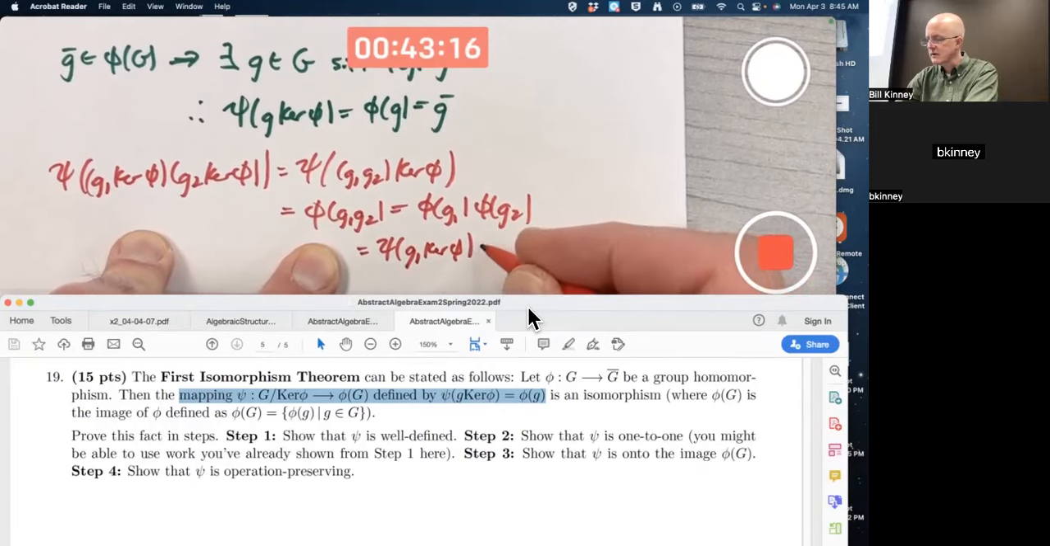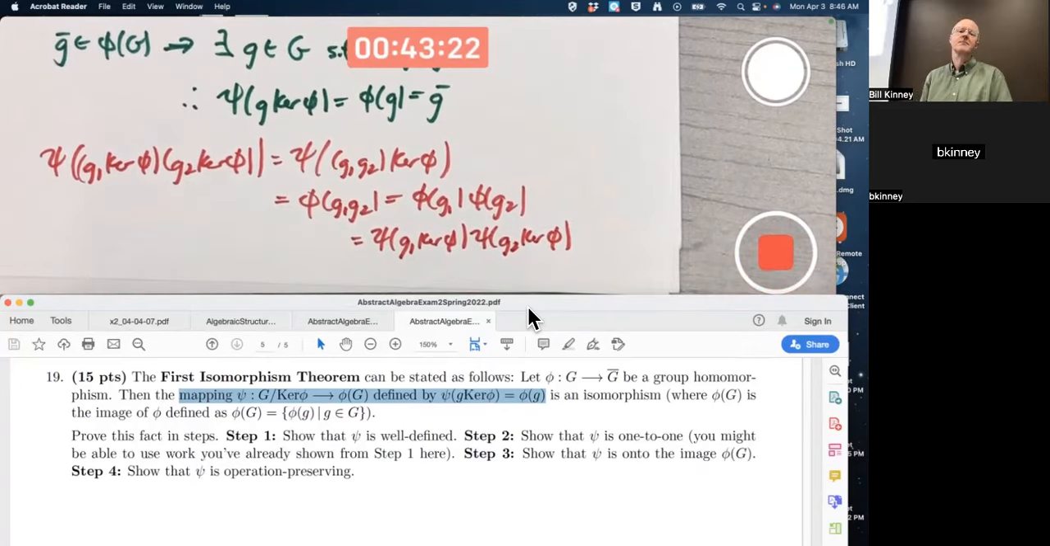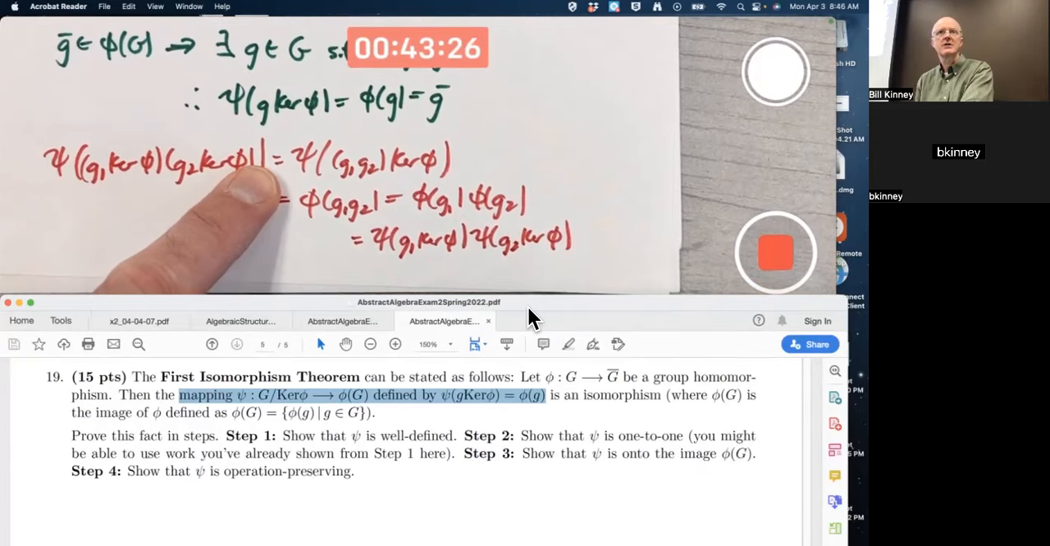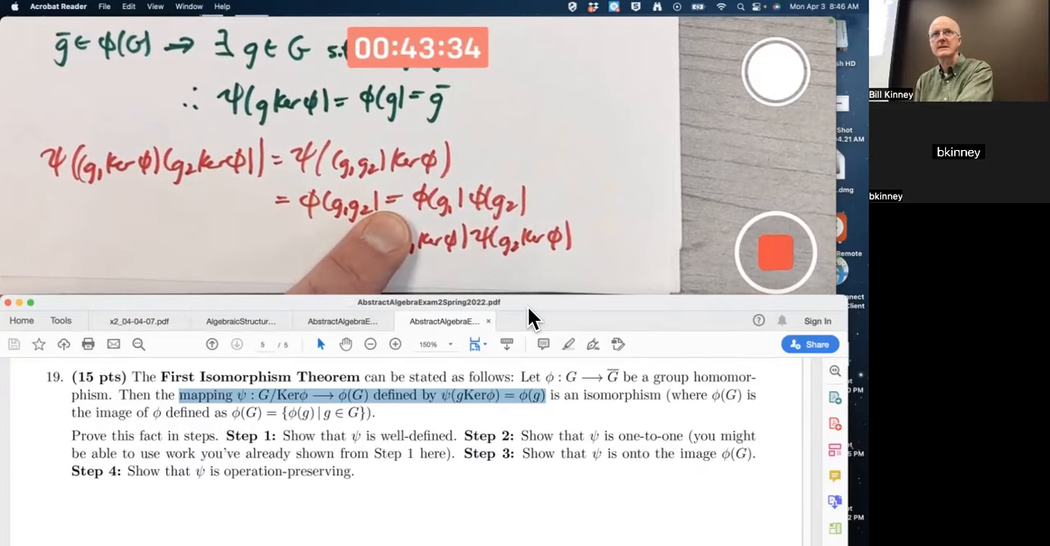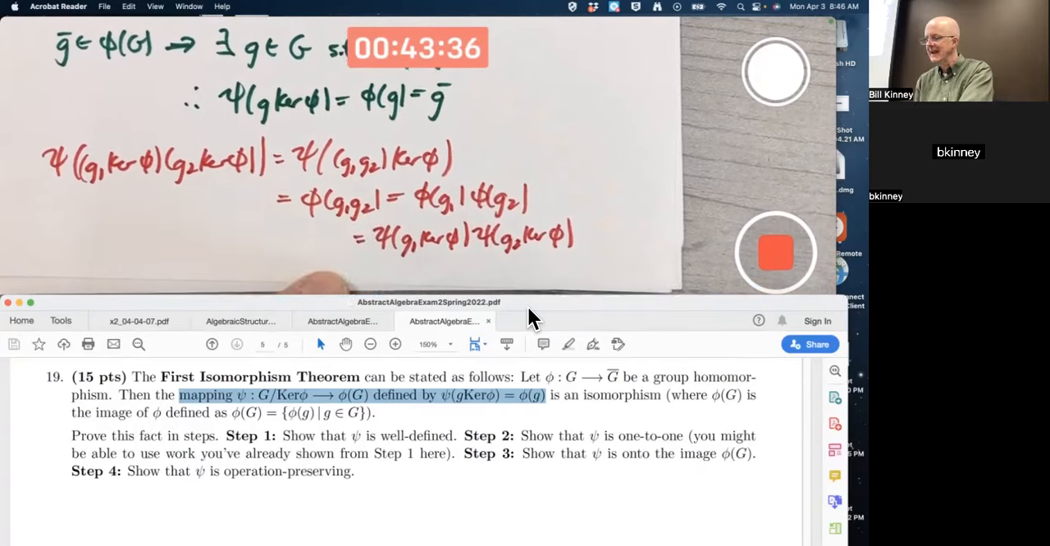Again, reasons should be given. Coset multiplication there, definition. For the formula for psi itself. Phi is assumed to be a homomorphism, it's operation preserving, and the definition of psi again.